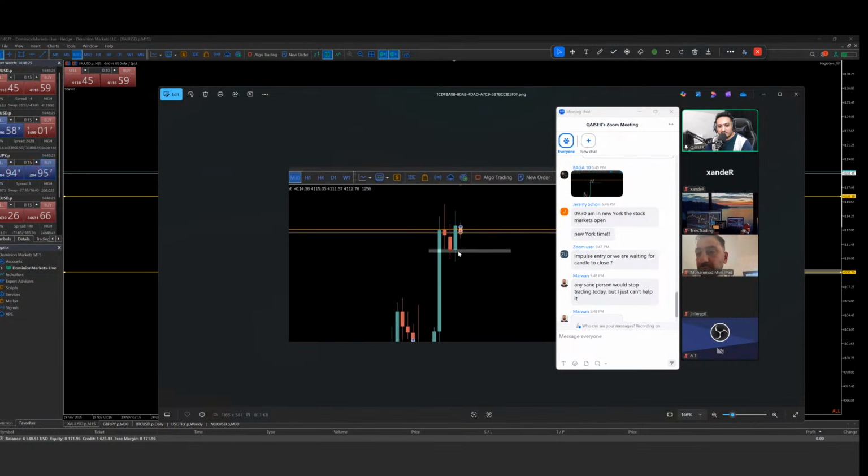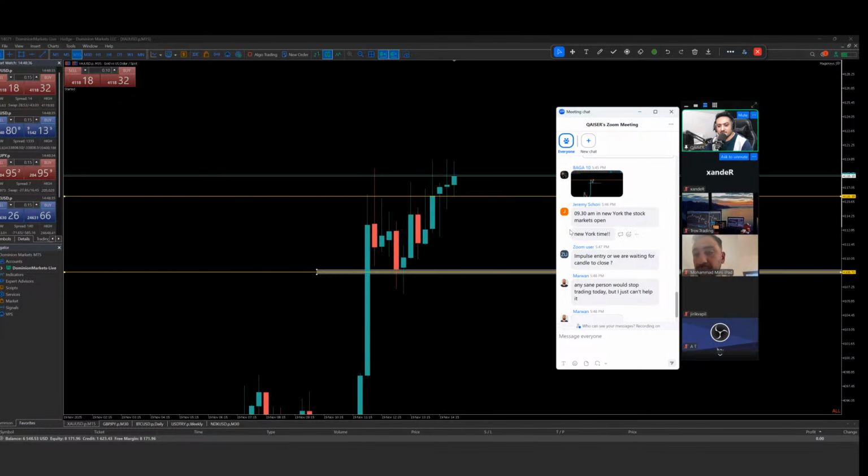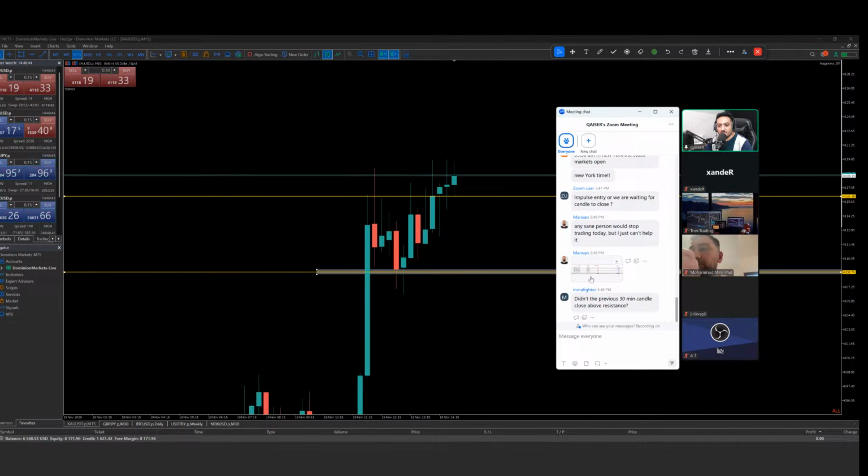So Baga executed here. Oh man, look at this one. There's a lot of rejection on the left hand side. So better would be if we break above this whole rejection, or we should wait for the candle to close above this whole rejection. So that makes more sense. Impulse entry, or are we waiting for the candle to close?